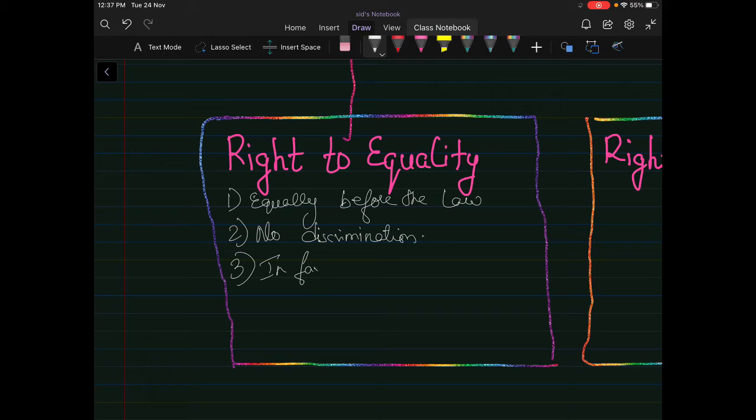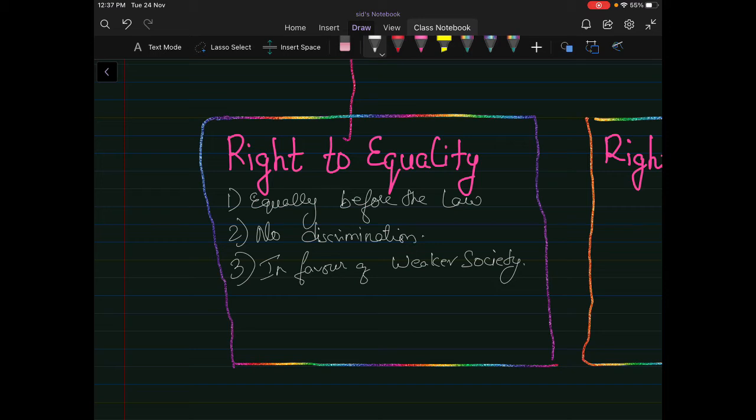In favor of weaker society. And the last thing is, the right to equality is the foundation of all rights and liberties.